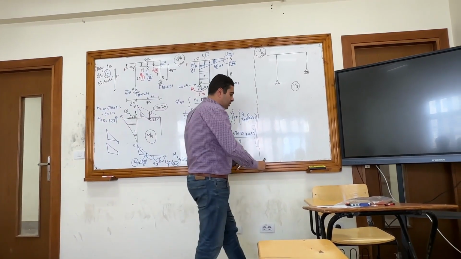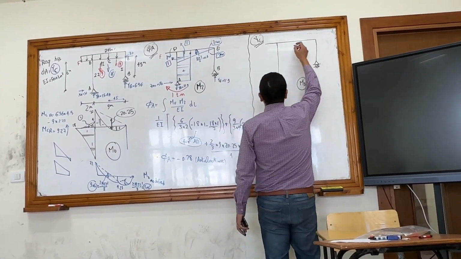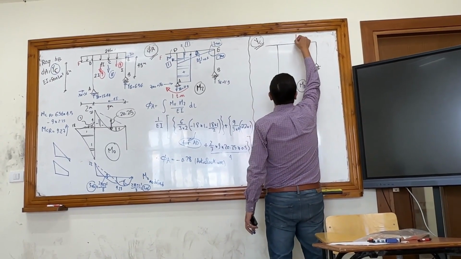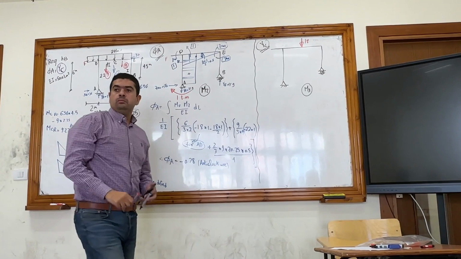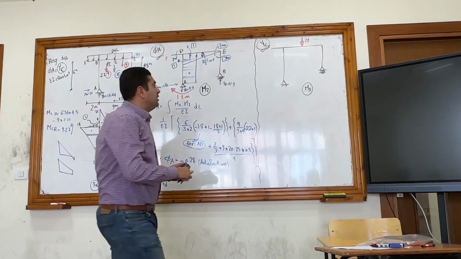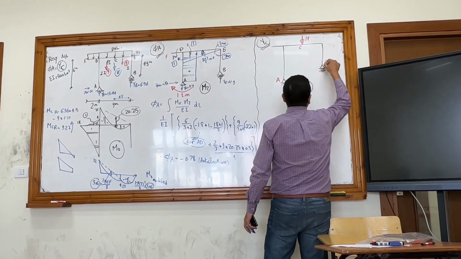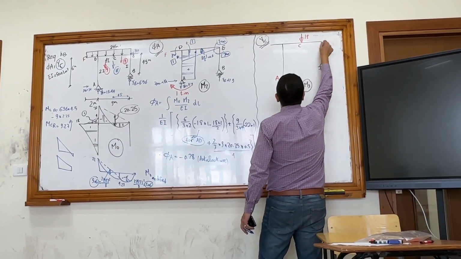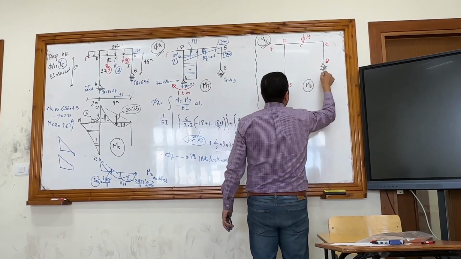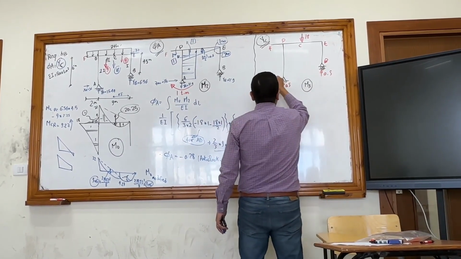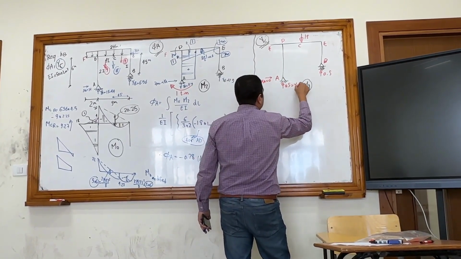So I have to put a unit load at point C in the direction of Y. So like this. Right? What will be the reactions? Here it's A, B, C, D, E, F. So the reaction here will be half, and here will be half. And XA will be equal to 0.